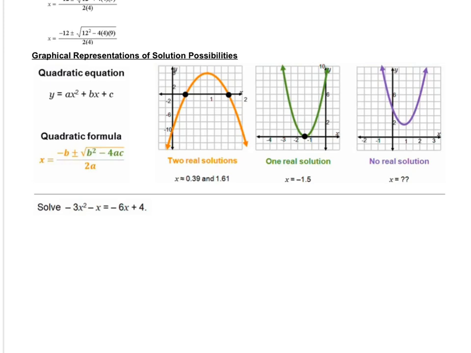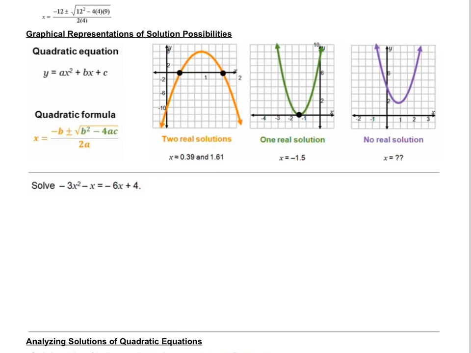Okay, so on the next page, we have these graphical representations of solution possibilities. When we use the quadratic formula, we can use what's underneath the radical to help us understand what kind of solutions we're going to get. We're either going to get two solutions, where it hits the graph twice, one solution, where it hits the graph once at the vertex, or we're not going to get a real solution. This would give us a complex solution, and that's where it doesn't hit.